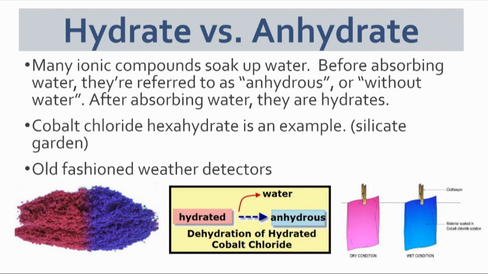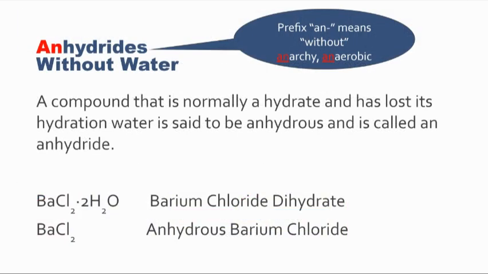We can see that the color changes. When it's well hydrated, it's that vivid pink color. And when it's anhydrous, it is the purple color. So it's a way to detect how much moisture is in the air as an old-fashioned humidity device.